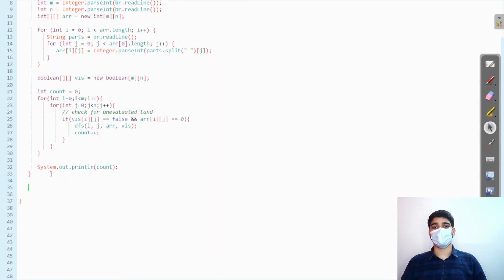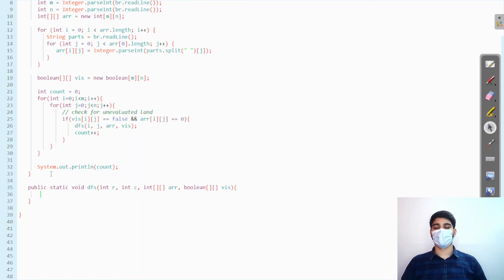Let's look at the DFS, right? The DFS would be the same as what we have written up till now. The difference is just that in this case, instead of the adjacency list, we would be running DFS on a matrix in which we would be allowed to traverse in 4 directions. So public static void DFS(int r, int c, int[][] array, boolean[][] visited).